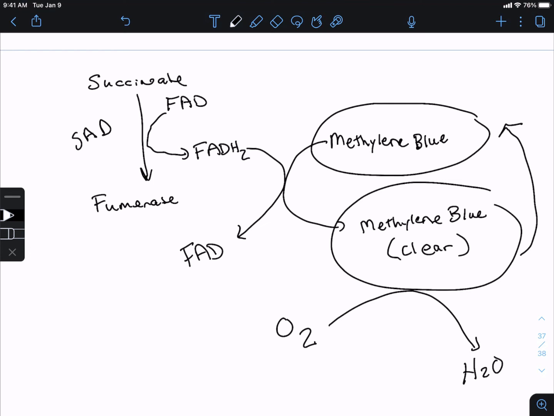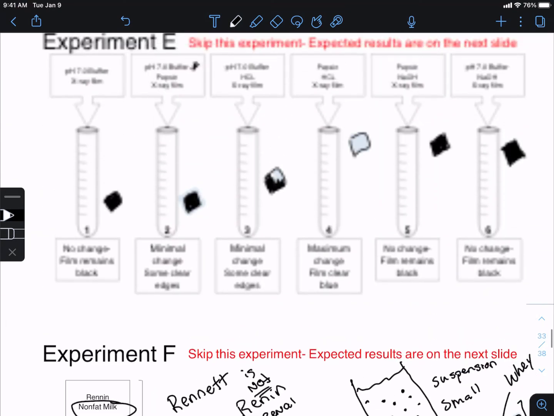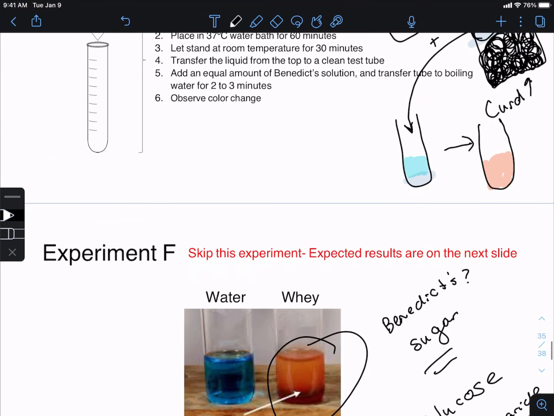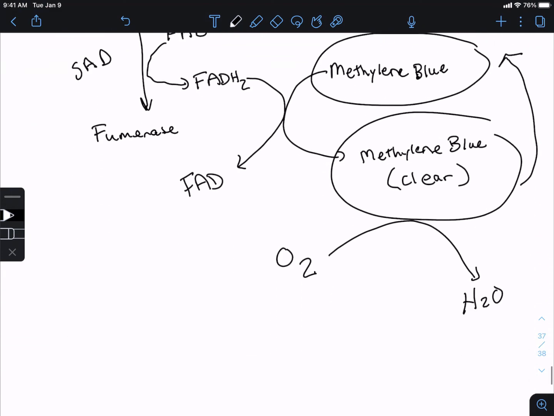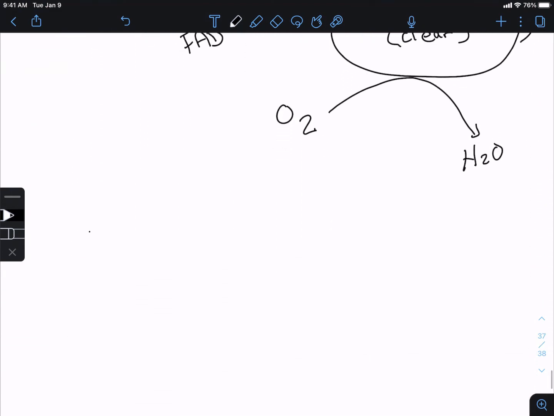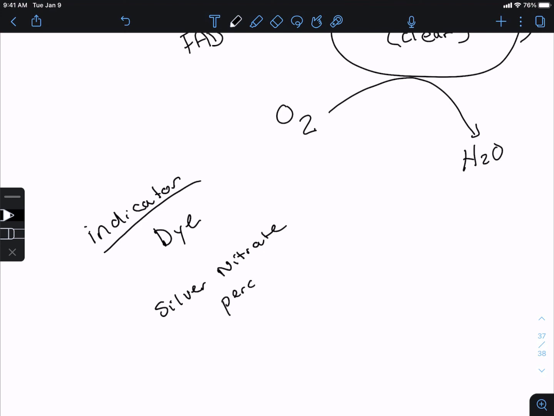So color is all great and wonderful. Things that change color make wonderful indicator dyes. That's a terminology you should be familiar with. Indicator dye. Not all indicators are dyes. Silver nitrate, for example, is used as an indicator. What does it do? It doesn't turn anything colors, but it does form a precipitate. So not all indicators are dyes, but we often use dyes as an indicator. All right, hope that makes sense.